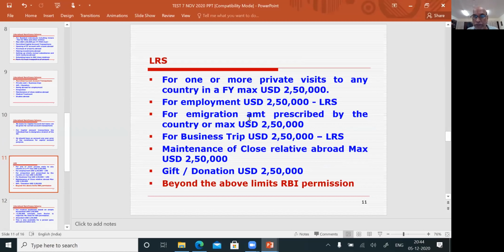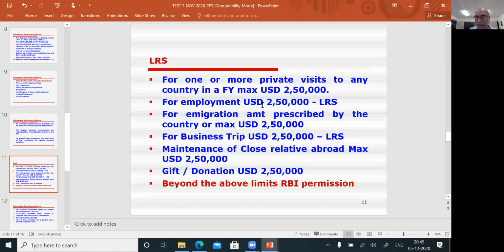Okay, sir. So private visit, employment, immigration, business trip, maintenance of close relative abroad, gift, donation. See, LRS can be given, we have seen, no? LRS is not given for all purposes. If the LRS is given for these purposes, the maximum you can give is 2,50,000 US dollar. Beyond that, if a person wants, he has to get RBI permission. So you should not say no. You tell him, sir, go and get the RBI permission, I will release the LRS to you.